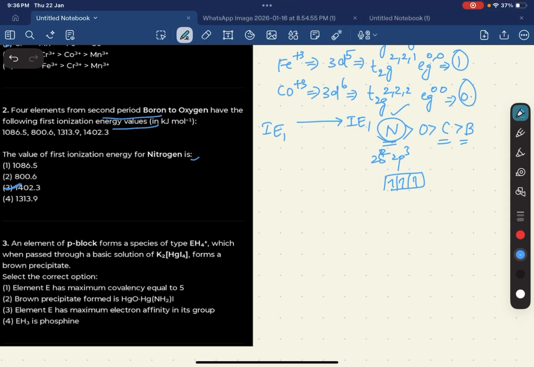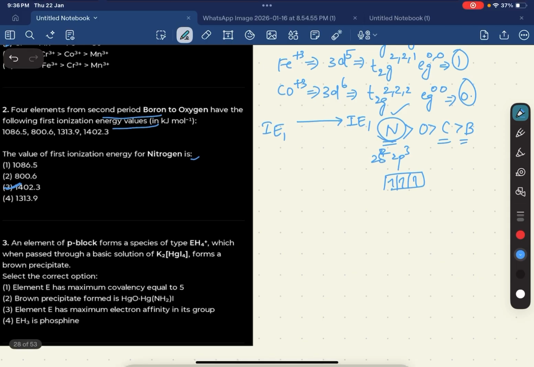An element of the P block forms a specific ion EH4+, which when passed through a basic solution of this one, this is called Nessler's reagent. It is used to detect the NH4+ ion and forms a brown precipitate, which is called Millon's base. So finally you can directly find the answer. The element has 5 valency, but nitrogen's maximum covalency is 4, so it cannot be more than 4, and the brown precipitate formed is HgO.Hg(NH2)I.